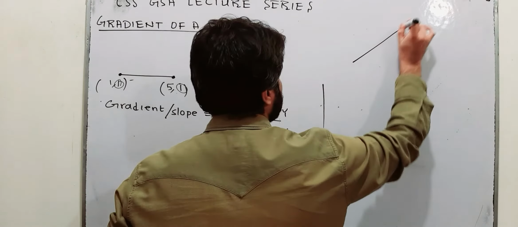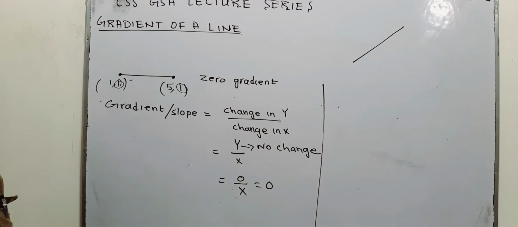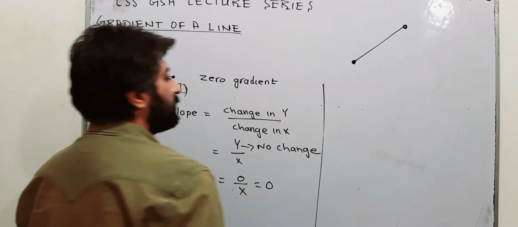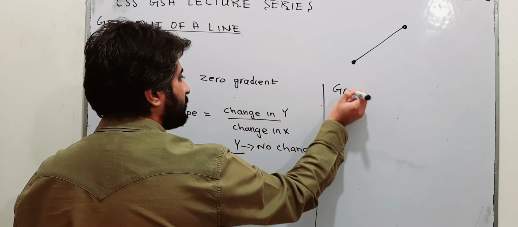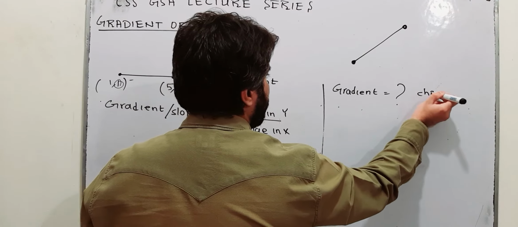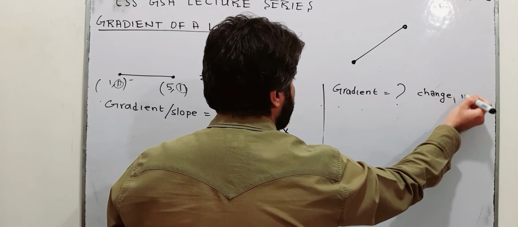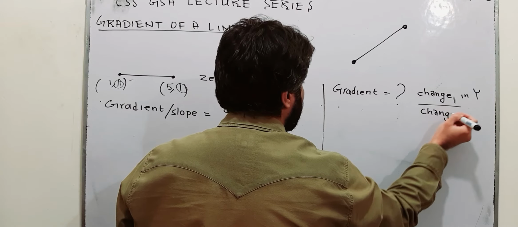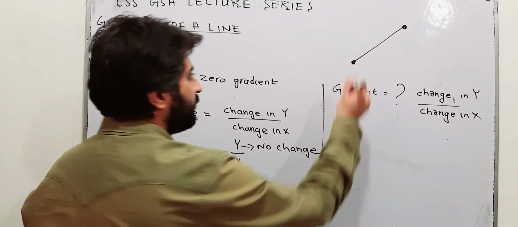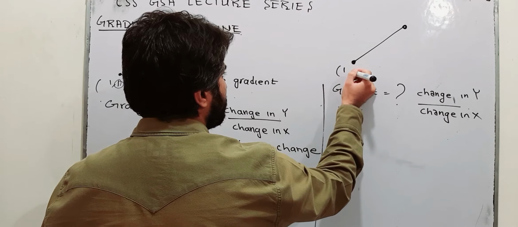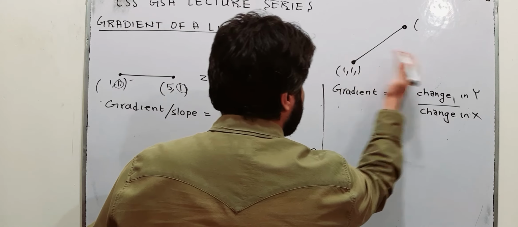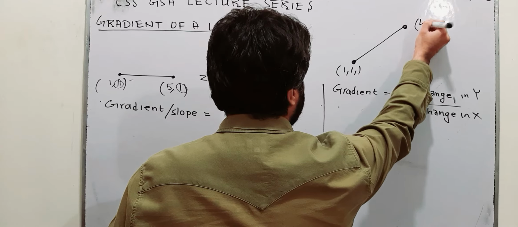Now talk about this one. This is also a straight line, and it has a gradient. This is one point, this is another point. Now if I ask you to find the gradient of this line, it should be change in y over change in x. From here, suppose the value of x is 1 and the value of y is 1. And at this point, the value of x has changed. You have moved from here to here. Suppose the value of x is 4.